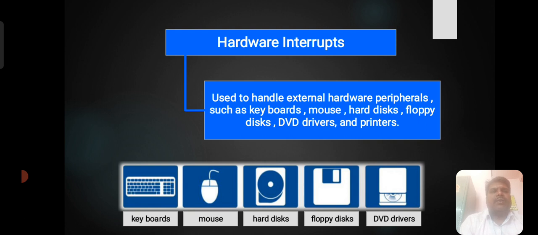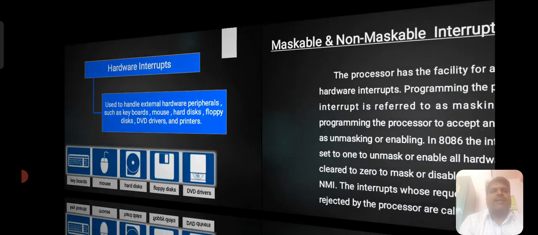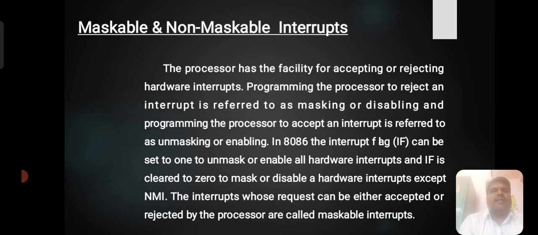So these are of two types, one is non-maskable, another one is maskable. The processor has the facility for accepting or rejecting hardware interrupts. Programming the processor to reject an interrupt is referred to as masking or disabling, and programming the processor to accept an interrupt is referred to as unmasking or enabling. In 8086, the interrupt flag can be set to 1 to unmask or enable all hardware interrupts, and cleared to 0 to mask or disable hardware interrupts except NMI.